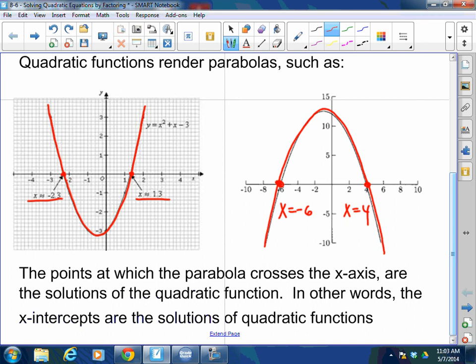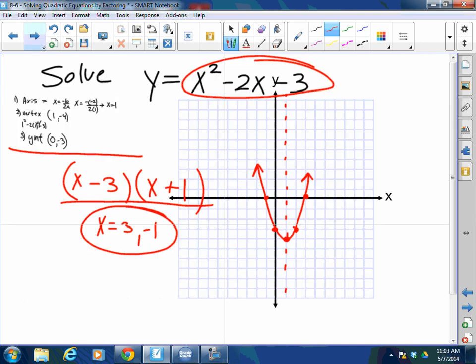So again, when you graph it, you're solving the equation by finding where the x-intercepts are. Today, we're going to learn how to do that without graphing. Again, the points at which the parabola crosses the x-axis are the solutions of the quadratic function. In other words, the x-intercepts are the solutions of the quadratic function. Everyone understand me so far?